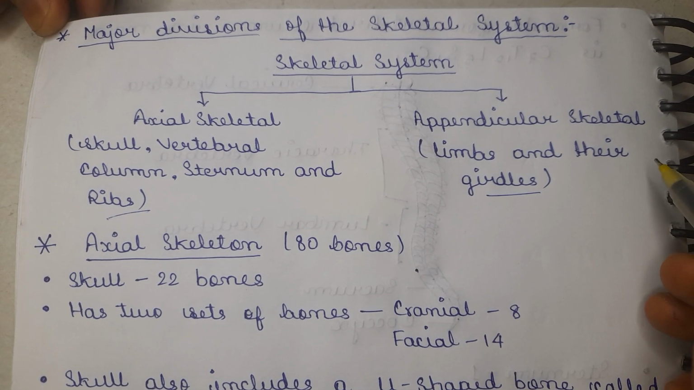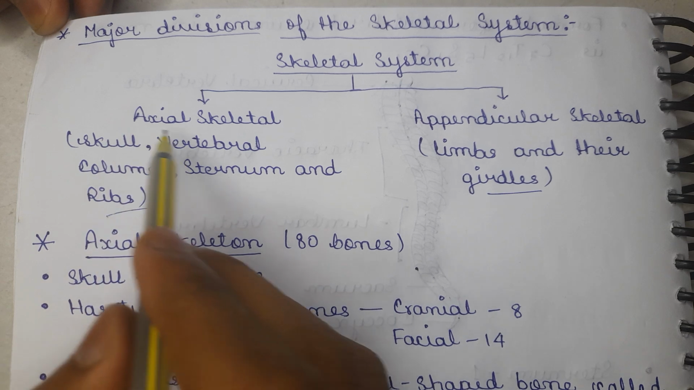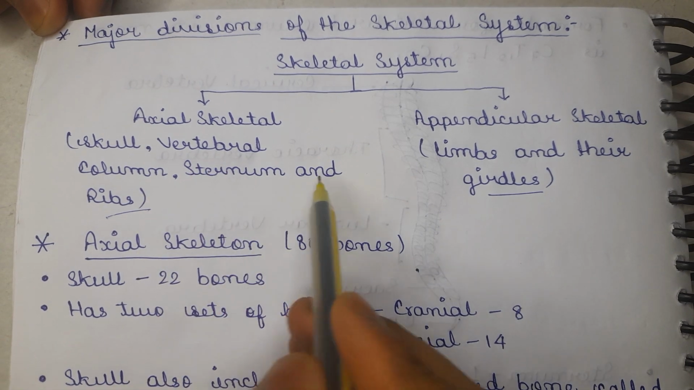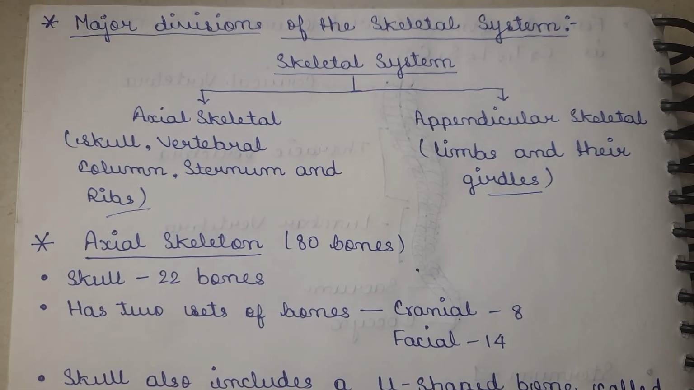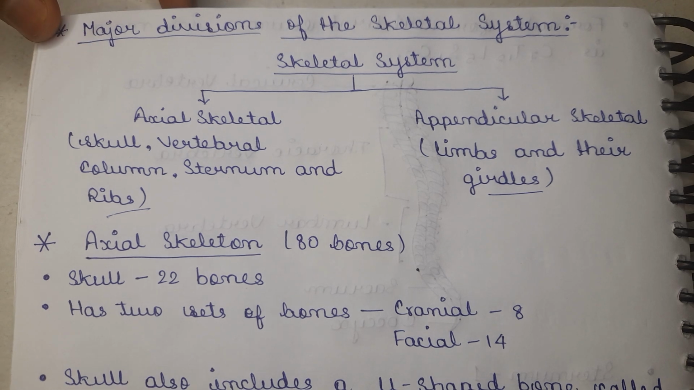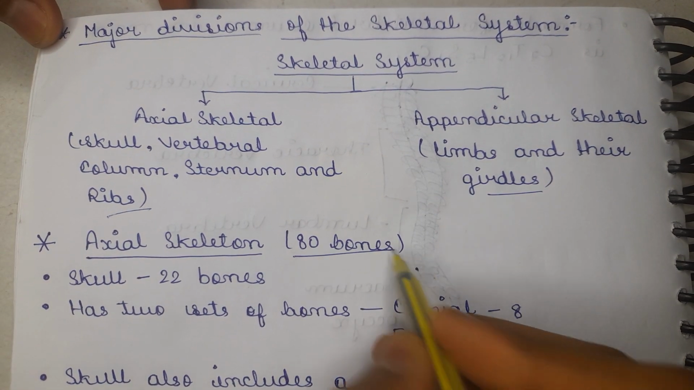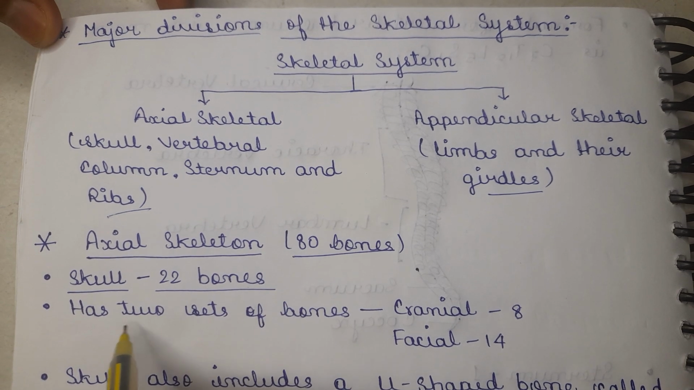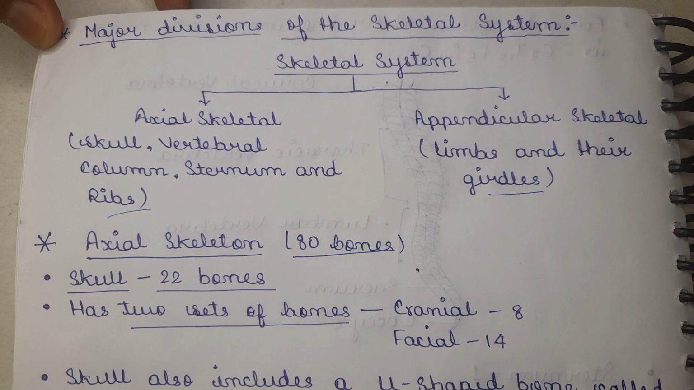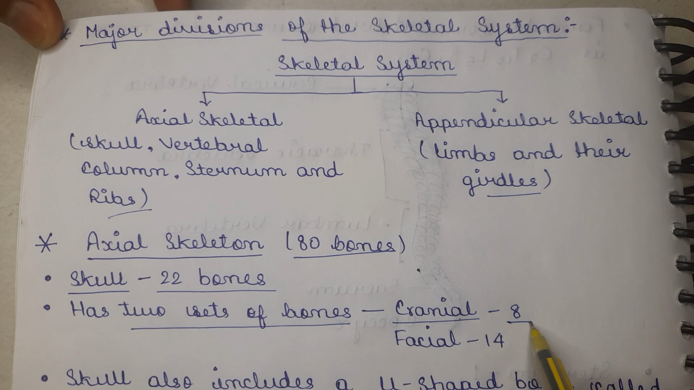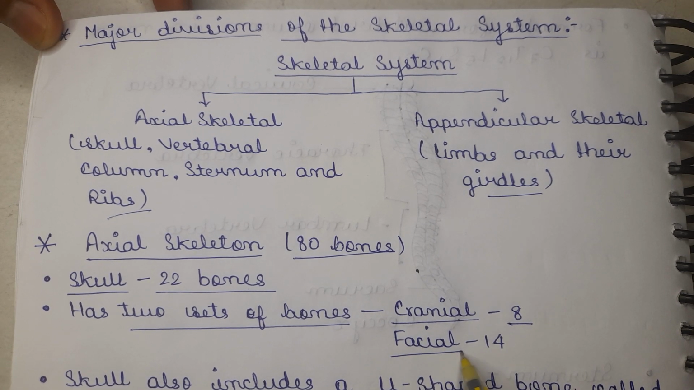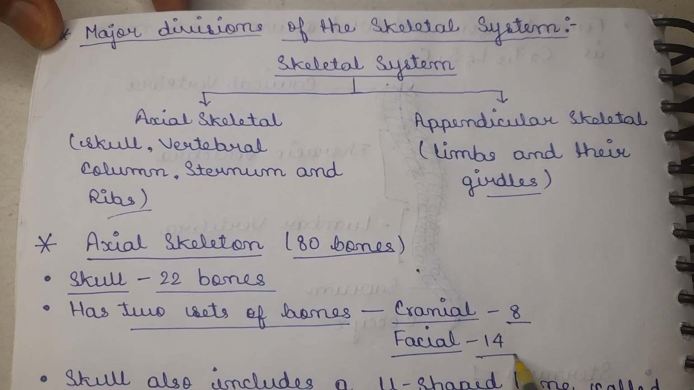In today's video the topic is the axial skeleton. That means we will study the number of bones present in the skull, vertebral column, sternum and the ribs. The axial skeleton includes 80 bones. The skull has 22 bones, and it has two sets of bones. The first is the cranial, with 8 bones, and the facial, that is the face, has 14 bones.